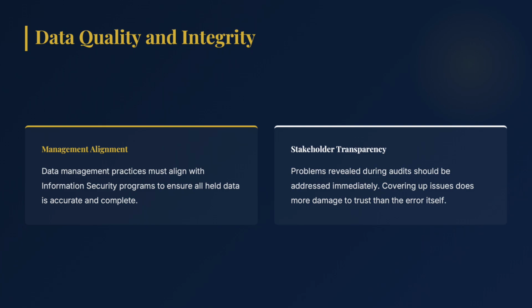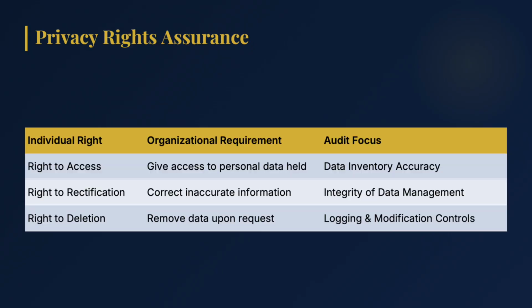For this reason, audit findings related to data integrity should be communicated to appropriate stakeholders clearly and in a timely manner. When an audit reveals problems, you should address them immediately. Covering those problems up can do far more damage to reputation and trust. And data quality and integrity are necessary for managing good business processes, as well as for complying with data privacy regulations. In many jurisdictions, data subject rights are strictly upheld.